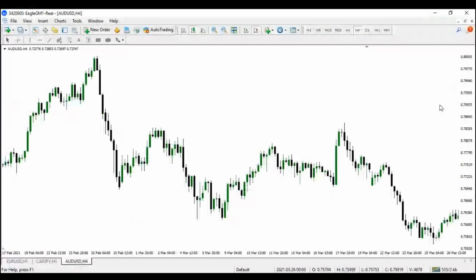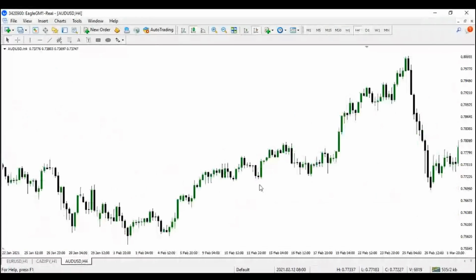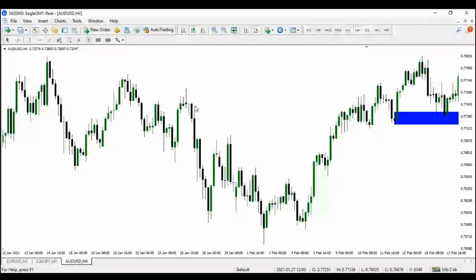Let's go and look for more. So the whole idea is, it's not just about me telling you that this is a bullish order block. You have to go and hunt for it on the charts yourself. That is how you understand it better. This is a bullish order block here.